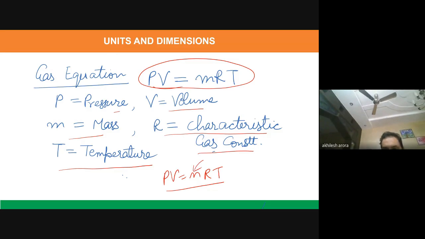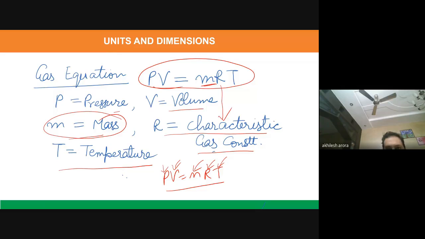Here, n used to be the number of moles, R used to be the universal gas constant, V used to be volume, P used to be pressure, and T used to be temperature. Here, the only difference is this m is the mass now. I have written it here. m is the mass, and R is not the universal gas constant, rather, it is the characteristic gas constant.